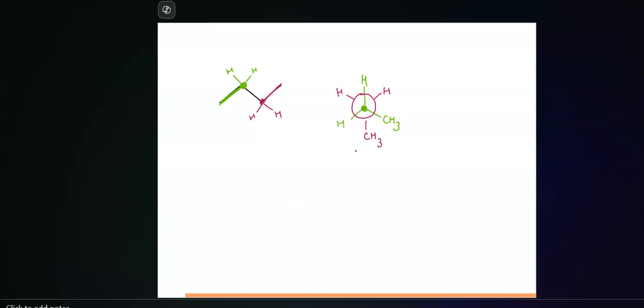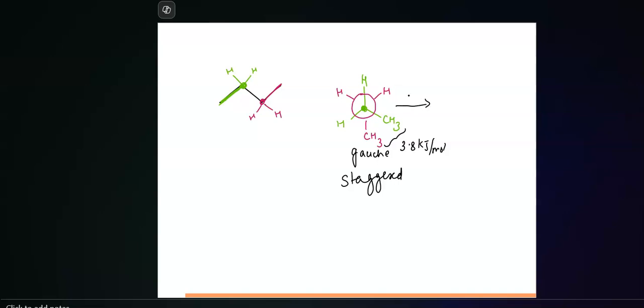So you can start with any structure. It doesn't matter. The way I drew it, it looks like I have a gauche structure to begin with. Because when the CH3 groups are close to each other, this interaction is what gives me that 3.8 kilojoules per mole of energy. So it's a staggered conformer, but it has a name to it. We call it a gauche conformer.